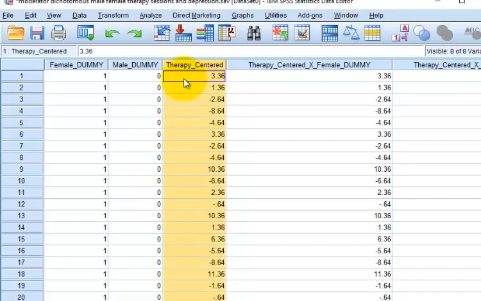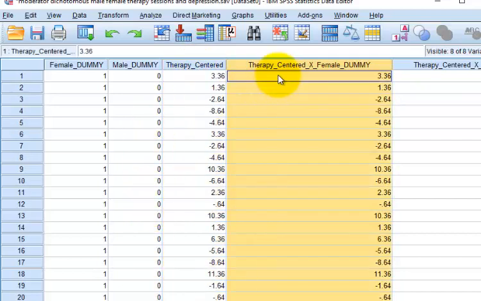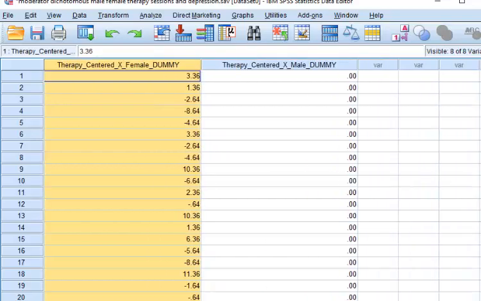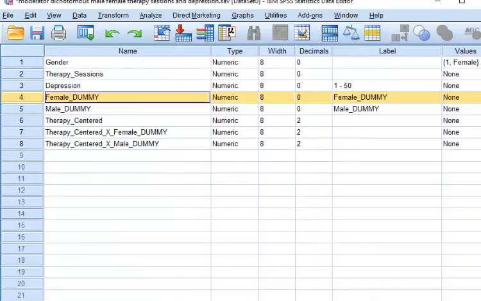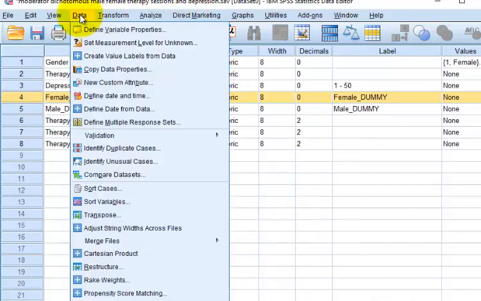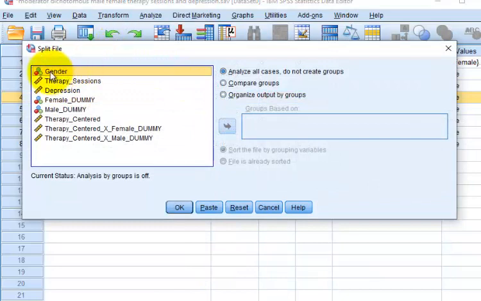I centered the therapy variable. I created a product variable between the therapy centered times the females only. Did the same thing for the males only. Okay, I got it all set up to go. But the first thing I did was I basically just split the file. Down here I go to split the file. I do it for gender.